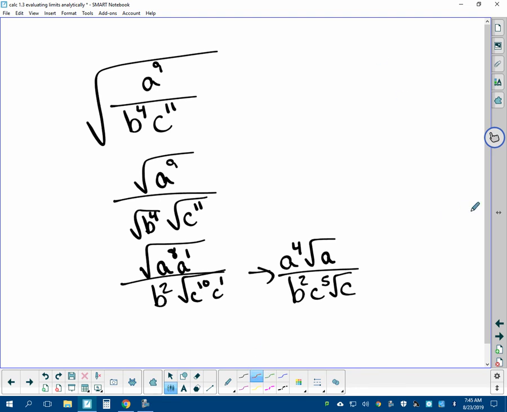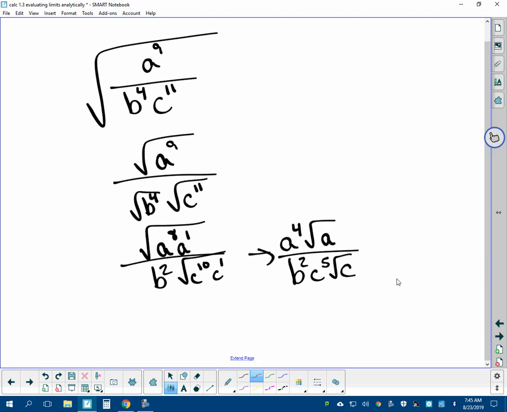Now, the other issue is you can't have a radical in the denominator. So to get rid of it, you multiply by that same radical, but you have to do it in the top and the bottom because this is equal to 1. This is like that magic 1.